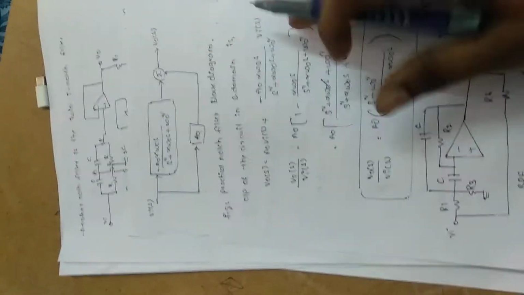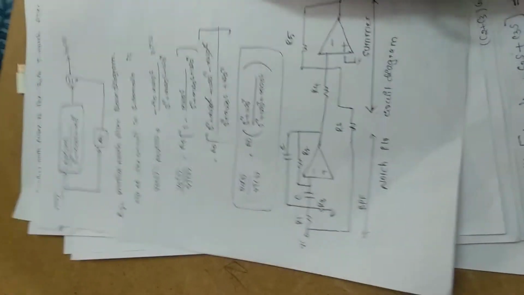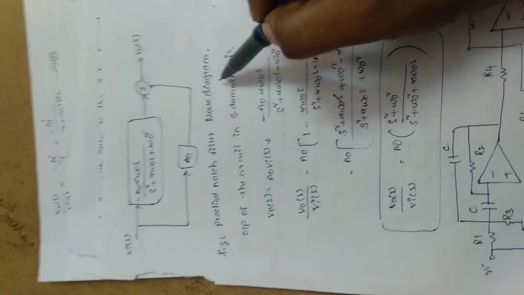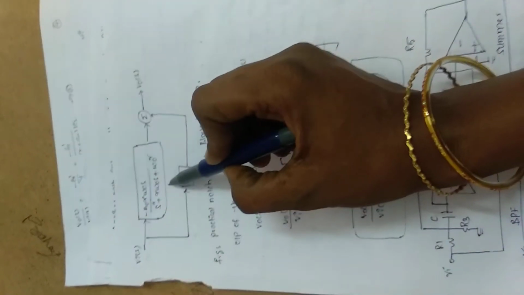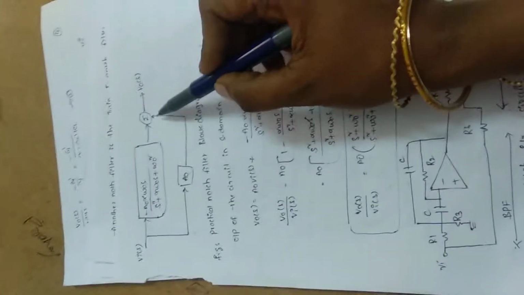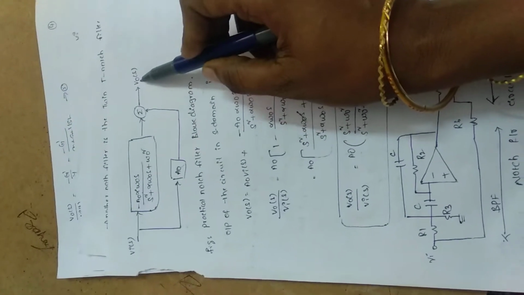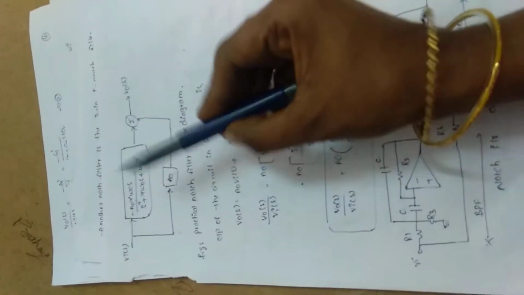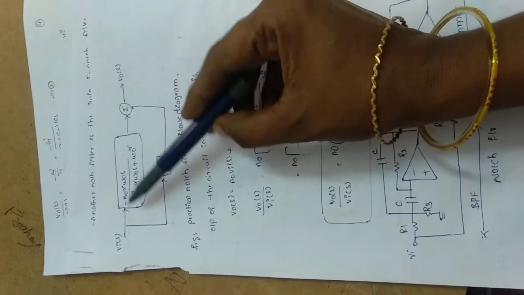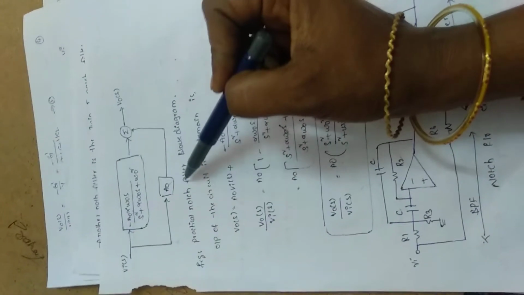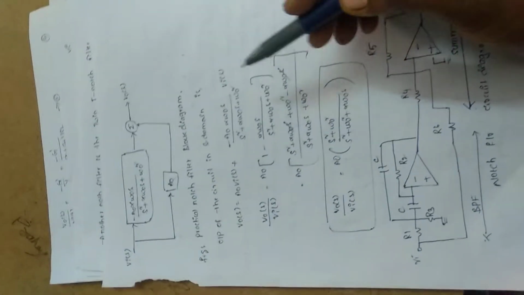Here is the practical diagram for the notch filter. This is the input, this is the output of the band pass filter, and this is the summer. Here we are subtracting the band pass output from the input, and that is known as notch filter or band reject filter.